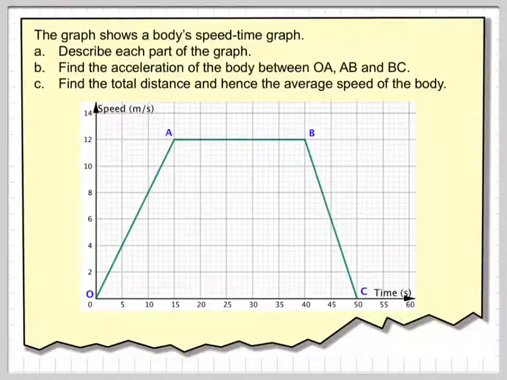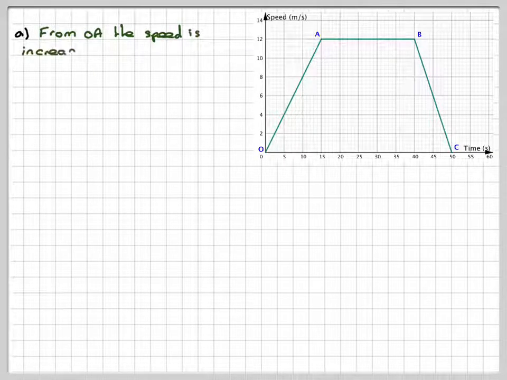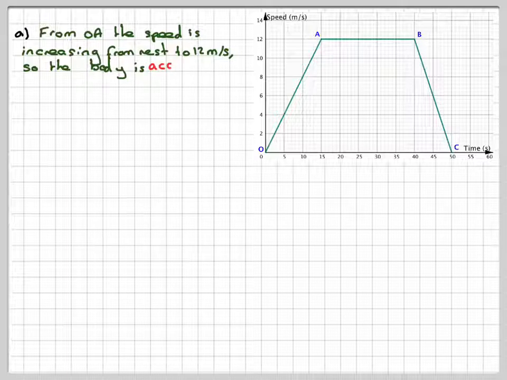Right. So here's our graph. So in between OA, the speed is going to increase from 0 to 12 meters per second. So from A, the speed is increasing from rest to 12 meters per second. So the body is accelerating. When speed increases, the body is said to be accelerating. The acceleration can be calculated from the gradient of this line.